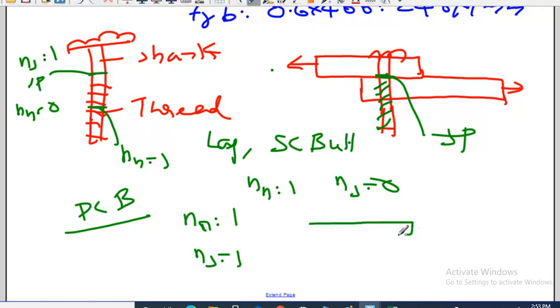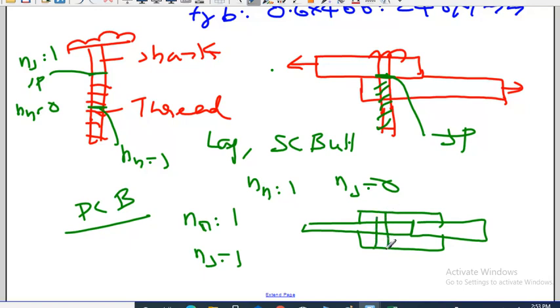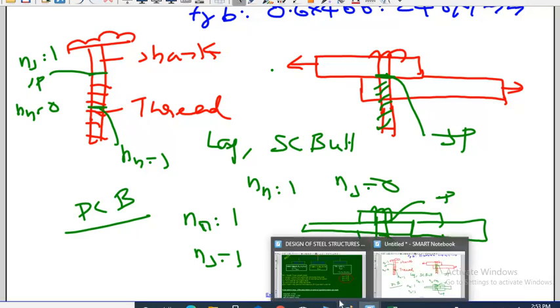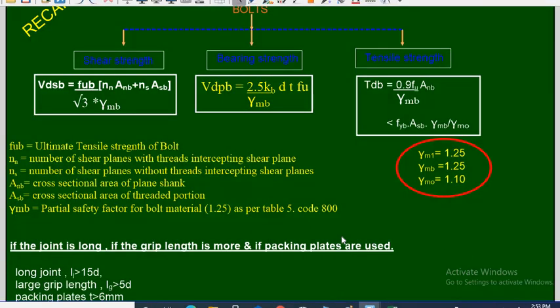Double cover butt joint means this is one joint like this. You have a cover plate here, you have a cover plate here, and this is your bolt. So you will have this shear plane, and you have another shear plane here. Two shear planes will be there. One you assume is in the thread and one in the shank. So that is how it is.